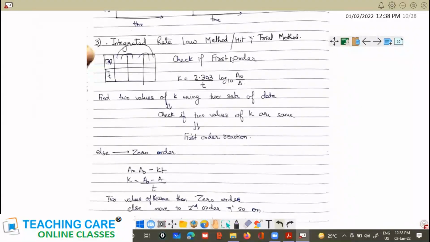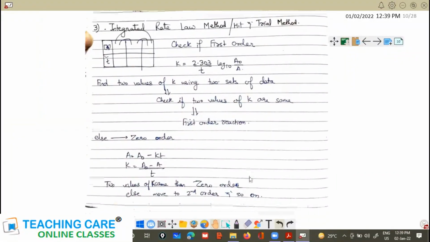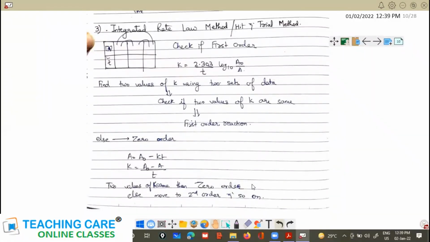Now using the integrated rate law or the hit and trial method, check if it's first order. First order k is equal to 2.303 by t log a naught by a. Find two values of k using two sets of data. Check if both values of k are the same, then it is first order, else zero order. That is how you identify if it is a first order or a zero order reaction. For zero order, a is equal to a naught minus kt, so k is equal to a naught minus a by t. If the two values of k are the same, then zero order, else move to second order and so on, right? This is how you will use the hit and trial method. Clear till here?